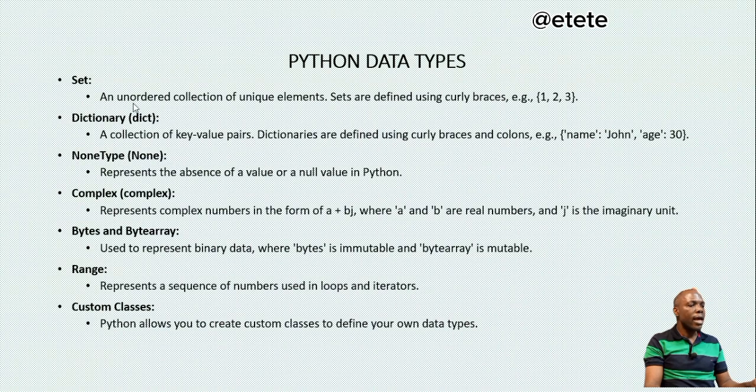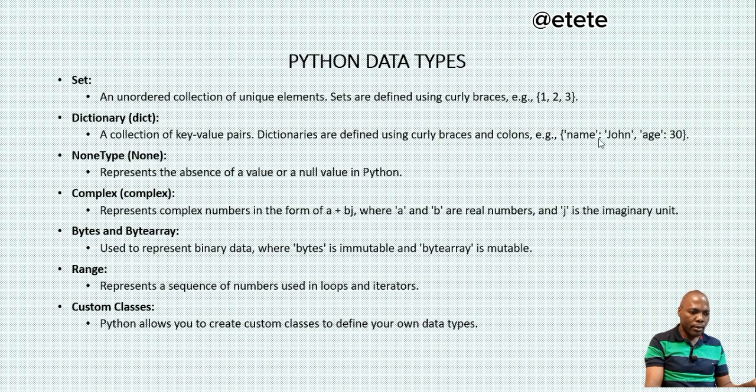Then you have set. An unordered collection of unique elements. Sets are defined using curly braces, e.g. this is an example of set. Dictionary, a collection of key value pairs. Dictionaries are defined using curly braces and colons, e.g. name, colon, John. So this is the key and this is the value. Age, colon, 30. So this is the key and this is the value. So that's what it's telling you. Defined using curly braces, key value pairs. So this is a pair, name and John. Name is the key, John is the value. Age is the key, 30 is the value.